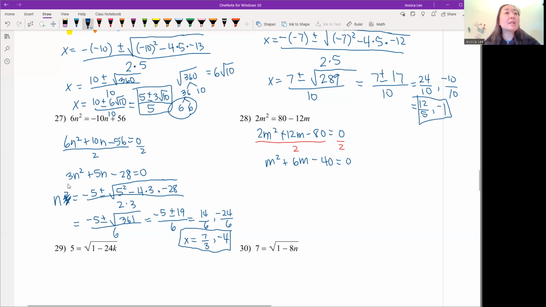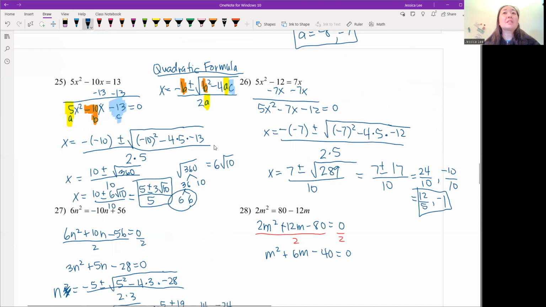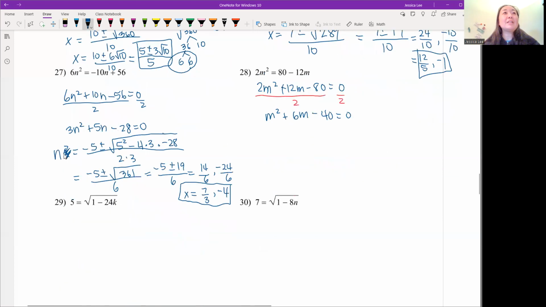Did you guys notice what I was doing here? That should not be an x, that should be an m. Shoot. There's no x. So hopefully that did not confuse you.